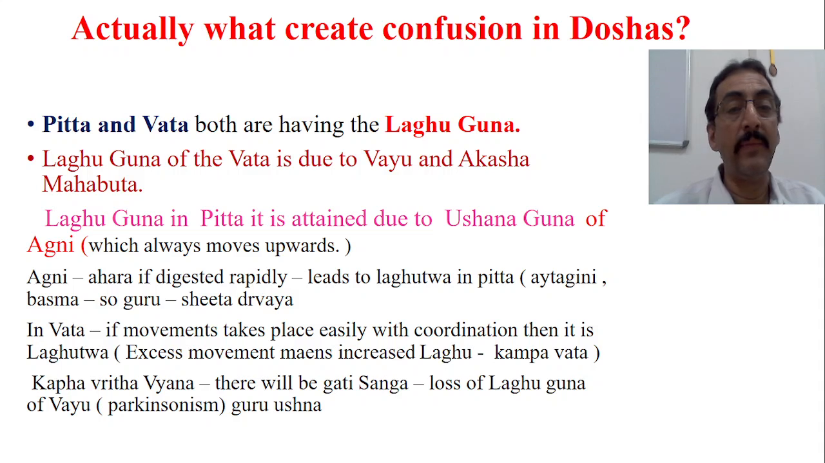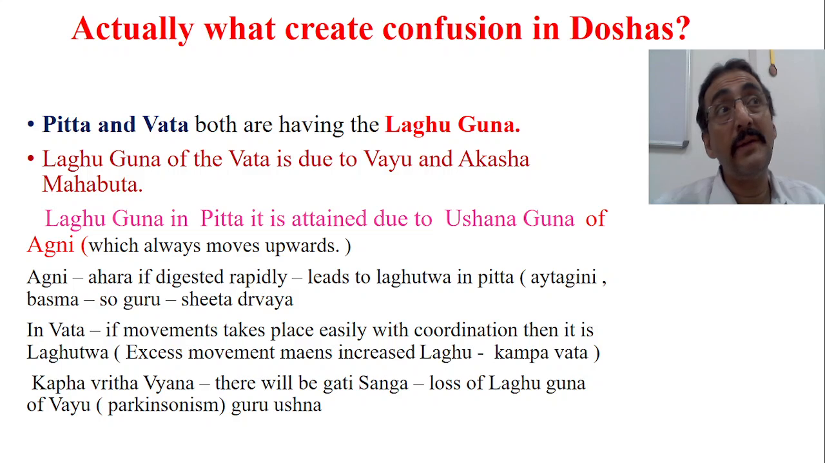For example, Atyagni, Bhasmaka Roga. In Atyagni there is more Agni, so whatever you take gets digested very quickly, burnt out. That means the Ushna guna is causing that Laghu guna. In such conditions, what do you have to give? You have to give Guru Ahara. A patient suffering from thyrotoxicosis, Atyagni or Bhasmaka Roga should be given Guru Ahara, Mahisha Dugdha etc., or Shita Dravya, because we want to combat the Laghu guna of the Agni.